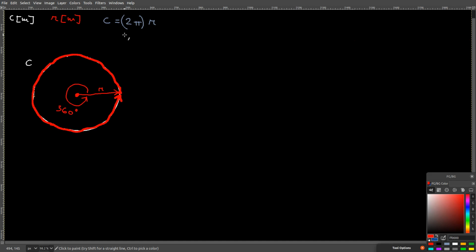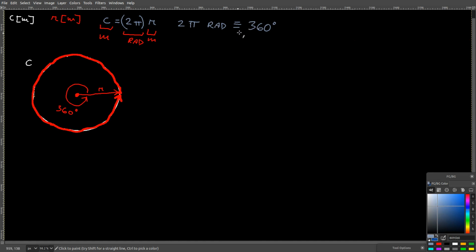So by multiplying 2 pi radians by the circle's radius, I obtain the length of the circle's outer edge, which is like rotating the radius by 360 degrees around the circle's center. Therefore, we can say that 2 pi radians is equivalent to 360 degrees.